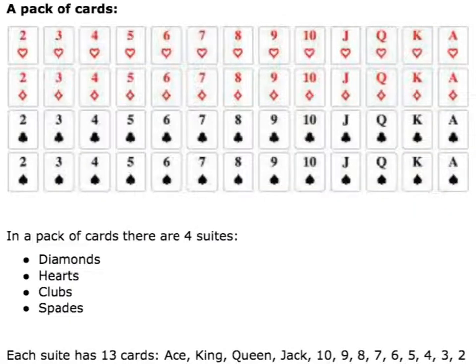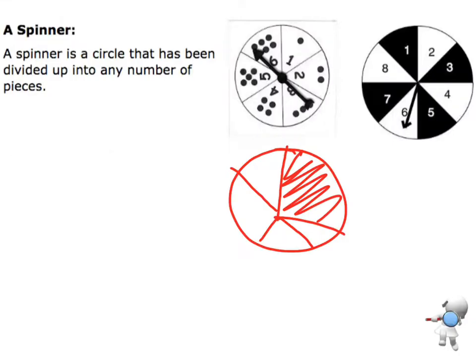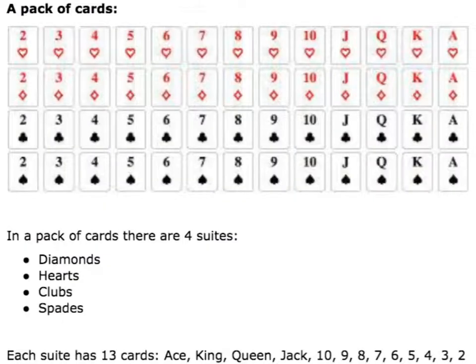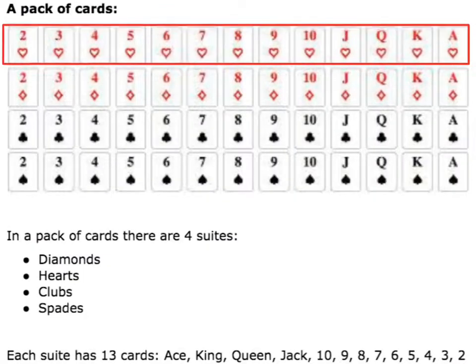We've got our pack of cards. Each pack of cards has four suits. For example, if I look at the top row there, those are all my hearts. In that suit, it's a red suit, there are 13 cards, going from 2 all the way through to ace. So we've got 2 red suits, 2 black suits, and altogether we've got 52 cards.